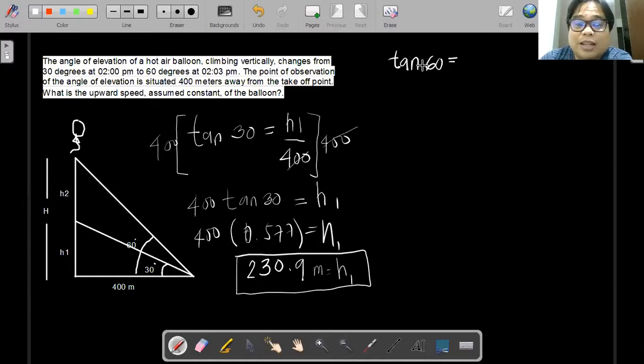it is now equivalent to the opposite side. This time, instead of just h1, it's the whole thing. So we will call that one the big H, all over this distance, 400. So that's 400 meters.